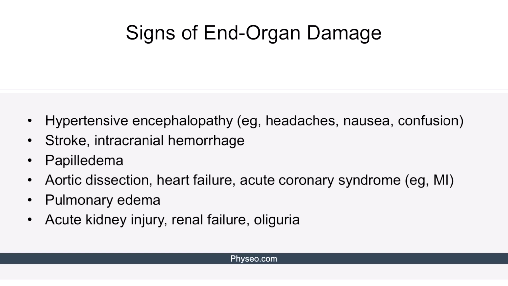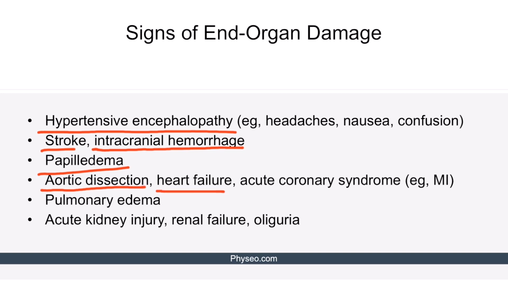These include hypertensive encephalopathy, which usually manifests as headache, nausea, and nonspecific neurologic signs like confusion, stroke, intracranial hemorrhage, papilledema, aortic dissection, heart failure, acute coronary syndrome, such as myocardial infarction, pulmonary edema, acute kidney injury, renal failure, and oliguria. High blood pressure can essentially affect any organ in the body, which is why it is so important to be aware of these manifestations in order to properly evaluate a patient presenting with a very high blood pressure.